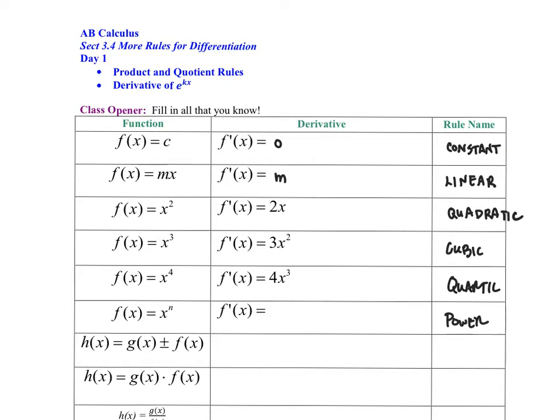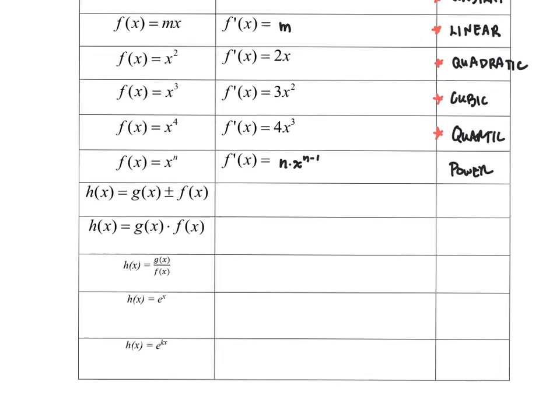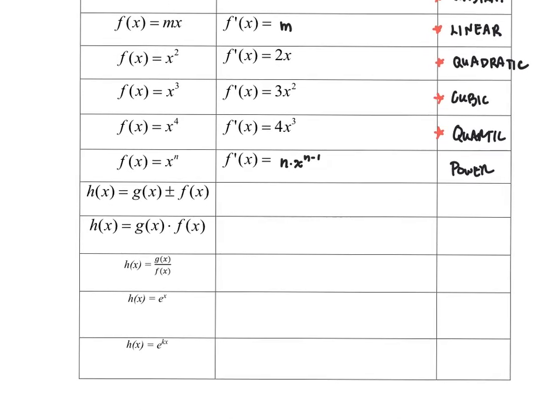Now, you may ask yourself, well, aren't all of these power rule? Yes, they are. Every one of these polynomials is considered a power rule. And for that matter, so is the constant rule. It's just a more specific example. So the power rule, the derivative of x to the nth, is n times x to the n minus 1th power.